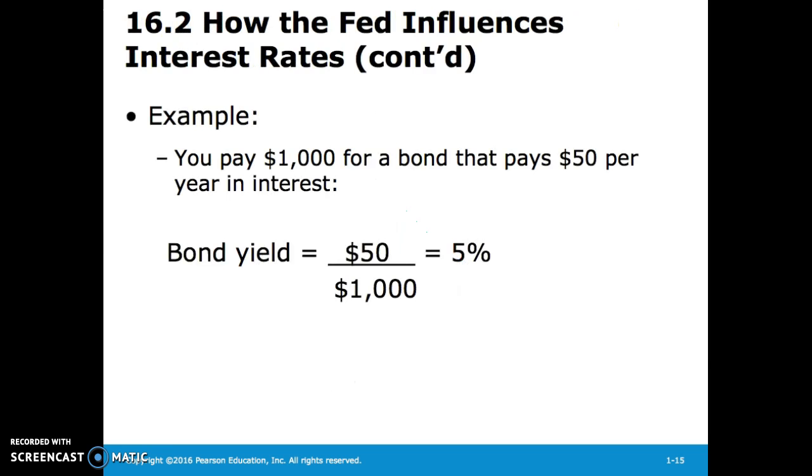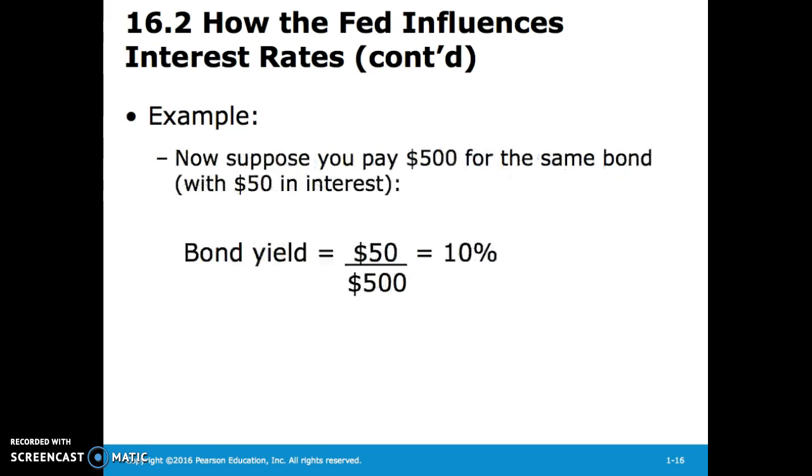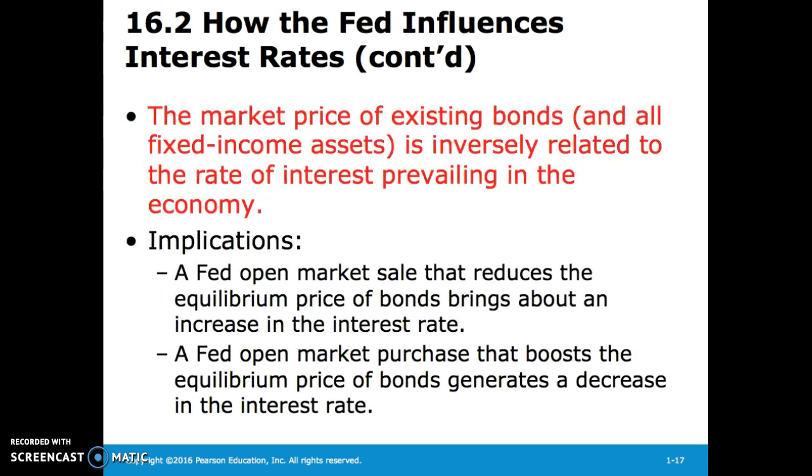For example, suppose you paid $1,000 for a bond that pays $50 per year in interest. Then the bond yield is 5%. However, suppose you pay $500 for the same bond, still with $50 in interest, and instead your bond yield is 10%. The market price of existing bonds and all fixed income assets is inversely related to the rate of interest prevailing in the economy. What does this imply?